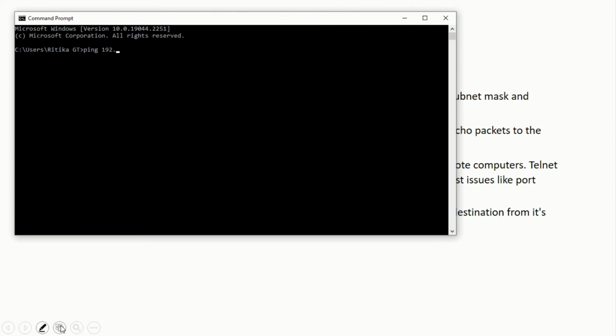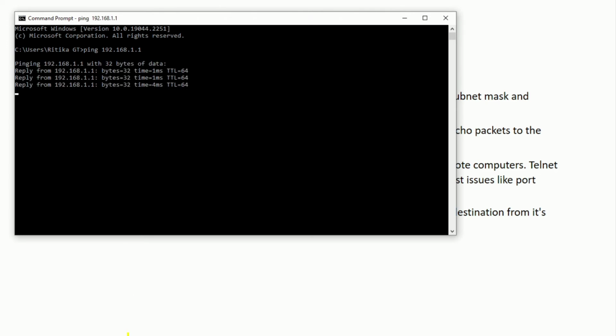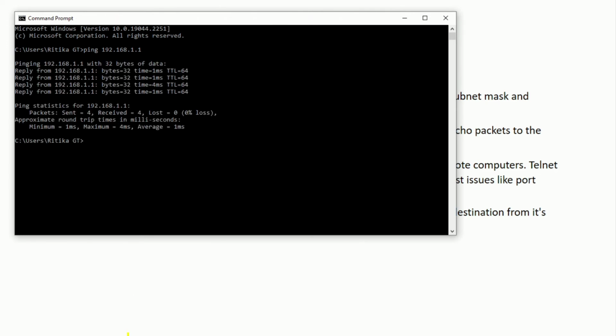192.168.1.1. What will this do? My computer will send 4 packets to the host whose IP address I have written there, and then receive the packets back. Your computer sends only 4 packets, and if you get all 4 packets back, that means your connectivity is okay. Here we can see the connectivity is done, because your computer has sent 4 packets, your computer has received 4 packets, loss is 0. So this means your connectivity is okay with the given host.